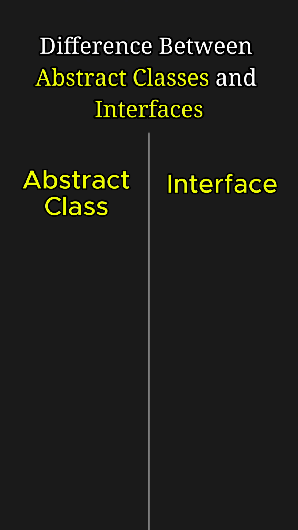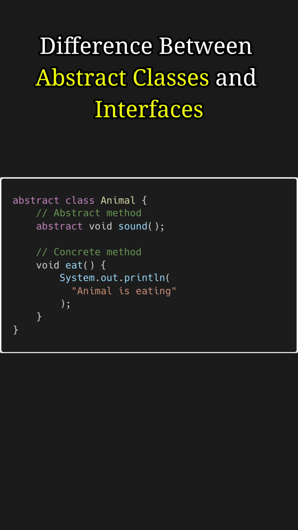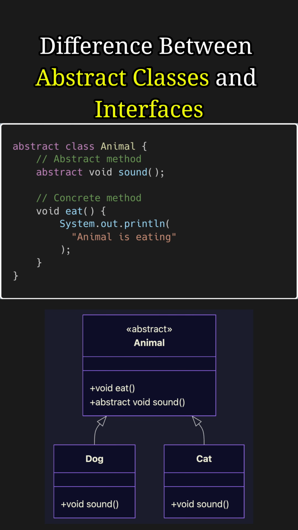Today we are tackling a core topic in object-oriented programming, or OOP, which is: what's the difference between the abstract class and interfaces in Java? Let's break it down. An abstract class is a class that can have both abstract and concrete methods. Abstract methods are declared without a body, leaving the implementation to its child classes. For example, here we create an Animal class in which sound is abstract, meaning child classes must implement it, and eat is a concrete method with implementation provided by the abstract class.